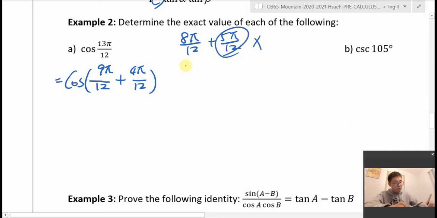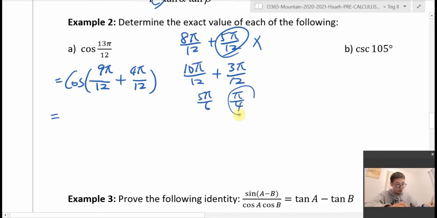This won't work. You could do this one though, that's 10 pi over 12 plus 3 pi over 12. This will work because if you reduce this, you get 5 pi over 6. If you reduce this, you get pi over 4, which are both either a special angle, or its reference angle is also a special angle.